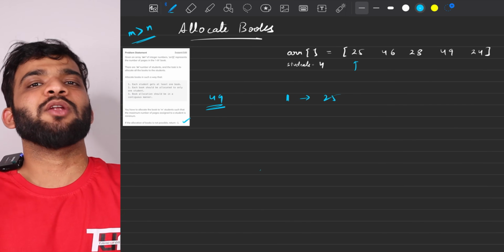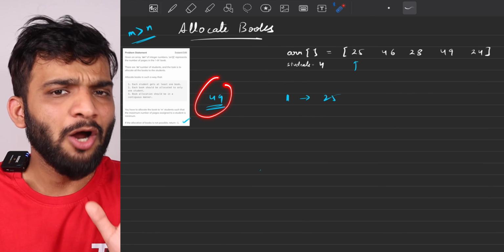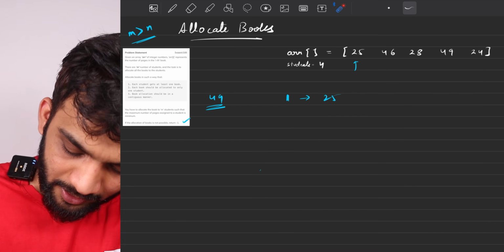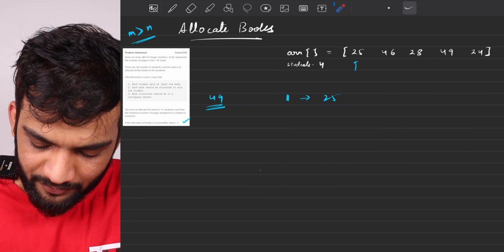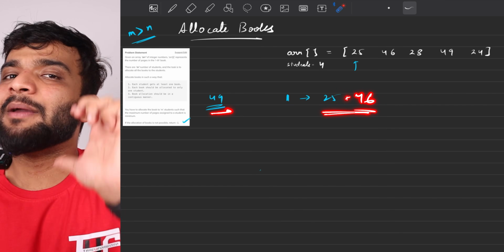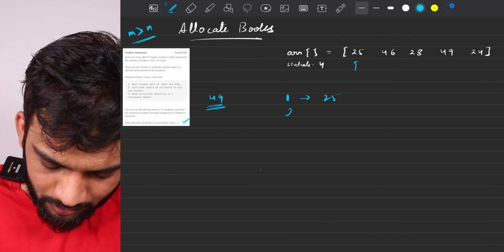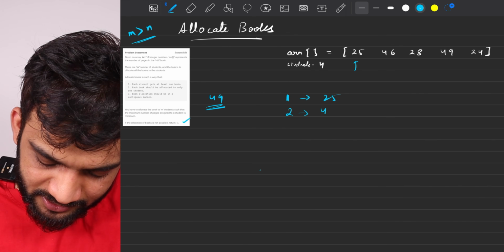He says I can take 25 because I'm allowed to take 49, since I'm thinking of 49 as the maximum. Okay, can I take 46? If I add 46, I'll exceed my maximum, and I don't want to exceed. Thereby, student 2 will take 46.